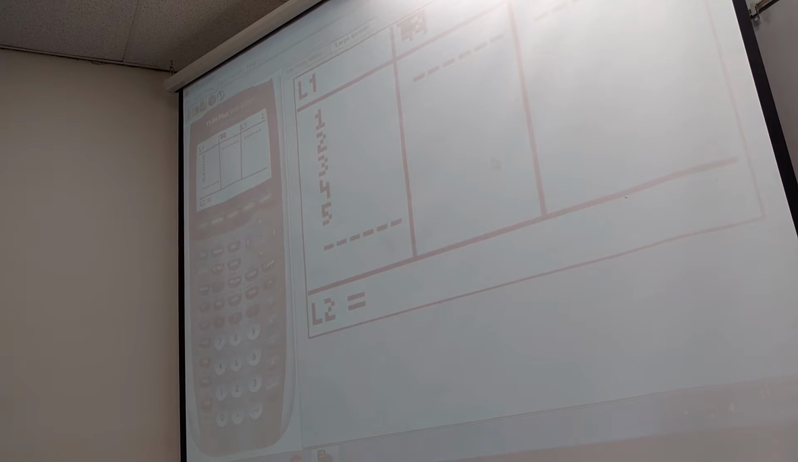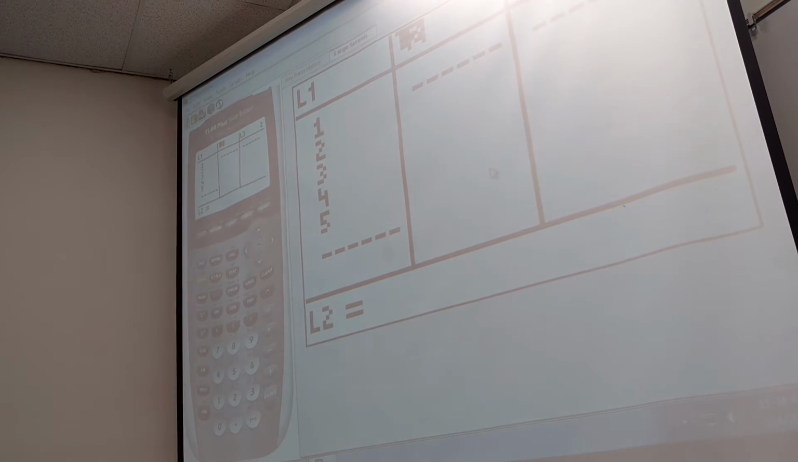Again, we're almost always going to be using stat. Stat seems to be a very important button. So we did this already. We put some in there, we sorted it. Well, this is a very small set of data. So put the data into L1.